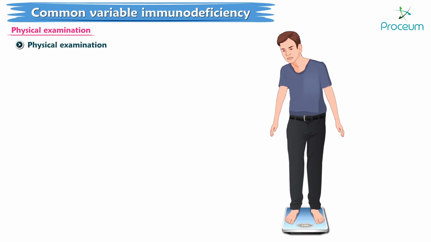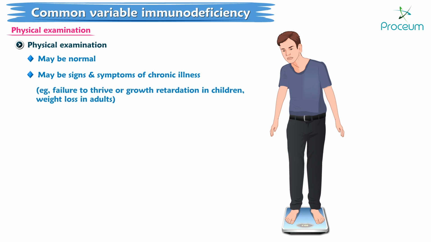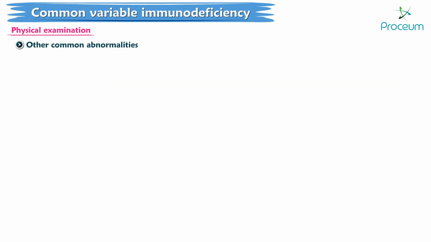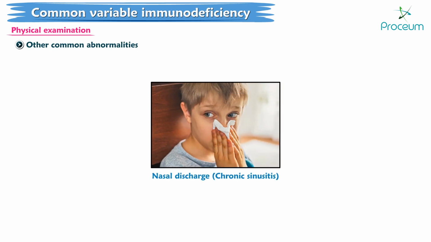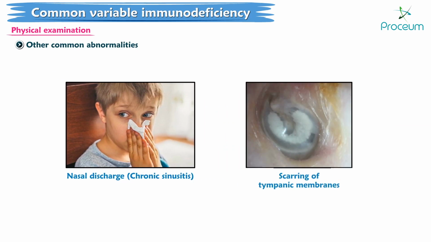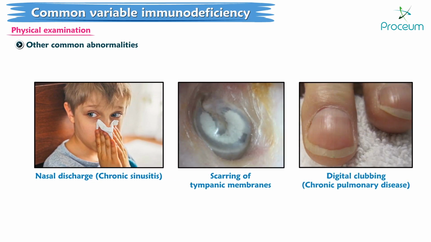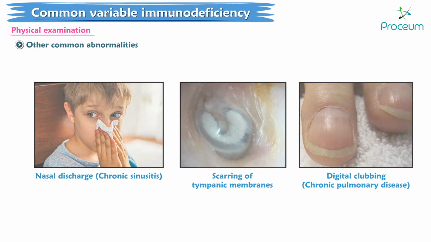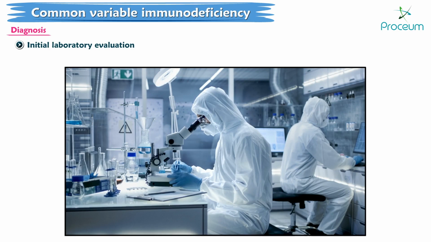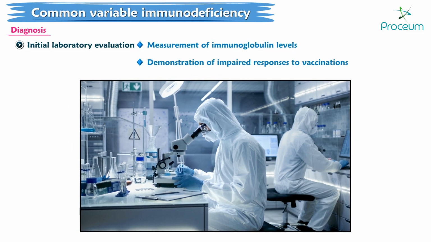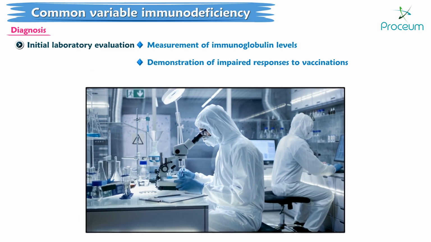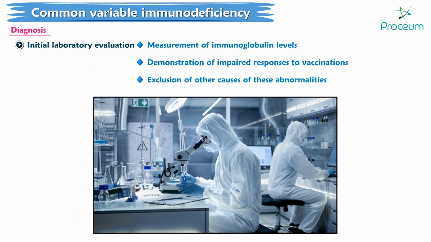Physical examination of patients with common variable immunodeficiency may be normal, or there may be signs and symptoms of chronic illness. For example, failure to thrive or growth retardation in children, or weight loss in adults. Other common abnormalities include nasal discharge or congestion, signifying chronic sinusitis, scarring of the tympanic membranes, and/or digital clubbing, signifying chronic pulmonary disease. The initial laboratory evaluation of patients with common variable immunodeficiency involves the measurement of immunoglobulin levels, the demonstration of impaired responses to vaccinations, and the exclusion of other causes for these abnormalities.